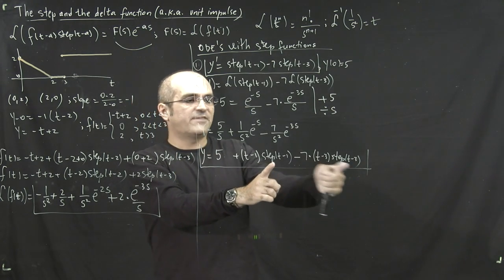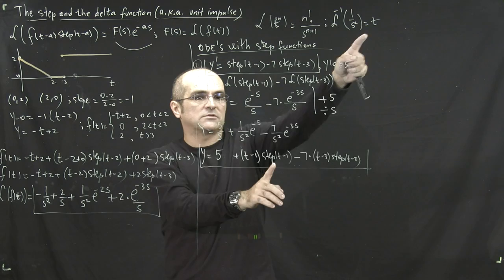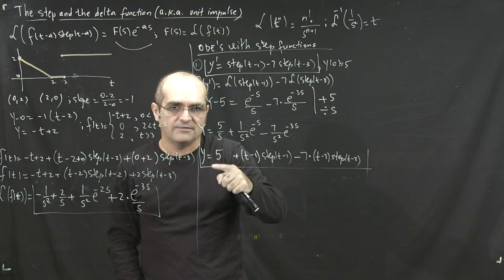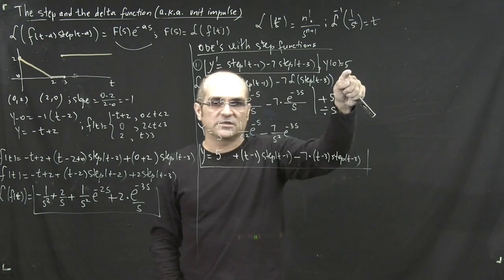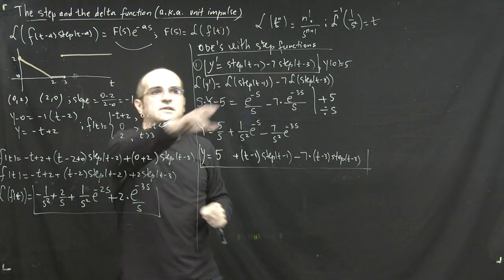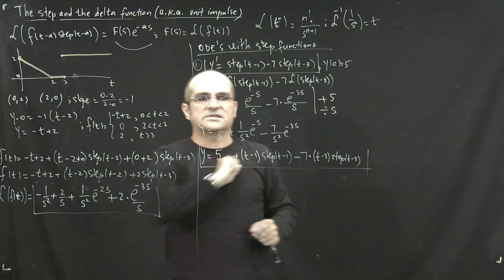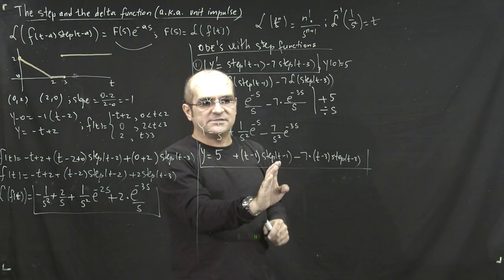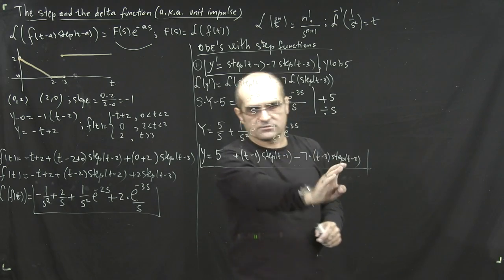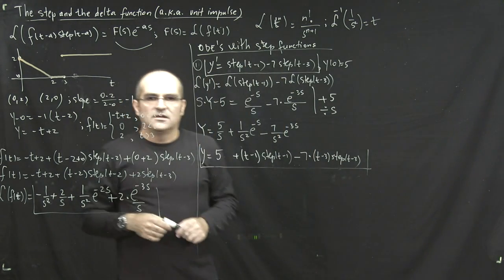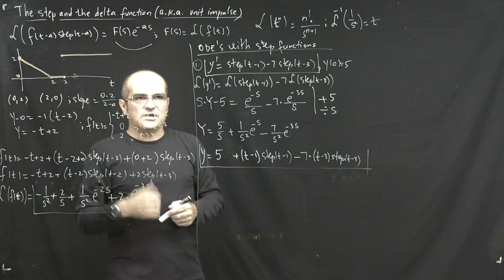These functions are 0 until t equals 1, so it's not a surprise that the function is equal to 5, because that's the initial condition, until something happens to that system. Then plus 1 and then minus 7 when time changes at 1 and 3. Something happens at t equals 1, something happens at t equals 3. So the solution basically reflects, roughly speaking, what happens to the input of the equation.